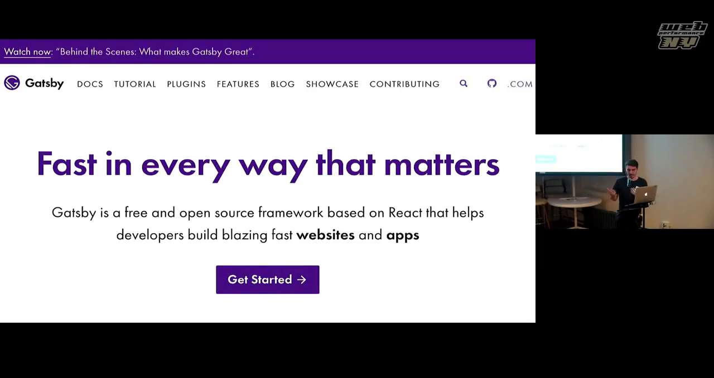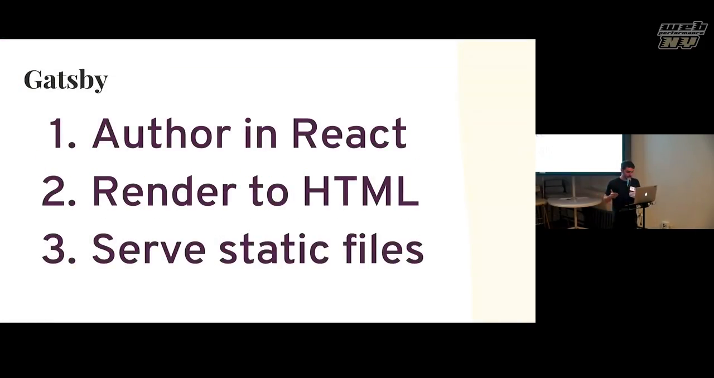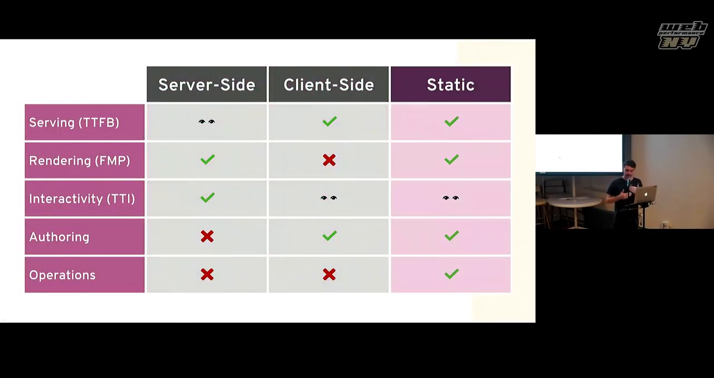So we get some of the benefits of serving mostly HTML, but still getting to write things in React, which is really nice. Yeah, so we get to author things in React, render them to HTML, and then those get turned into static files, which can get served very quickly. And so we go back to our sort of checklist here. This starts to hit a lot more of the boxes for us.